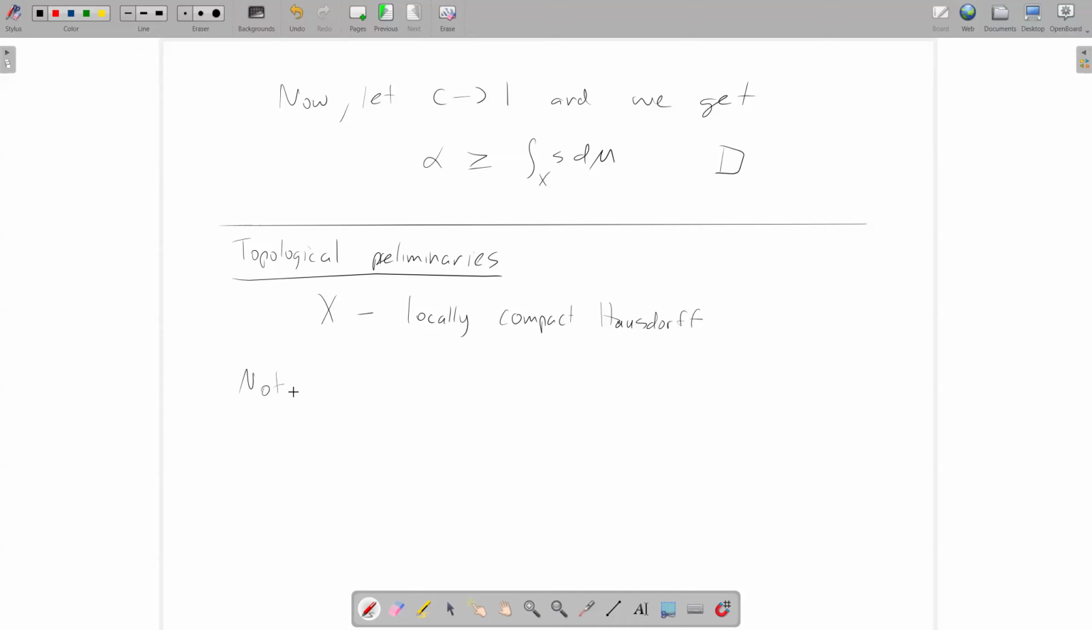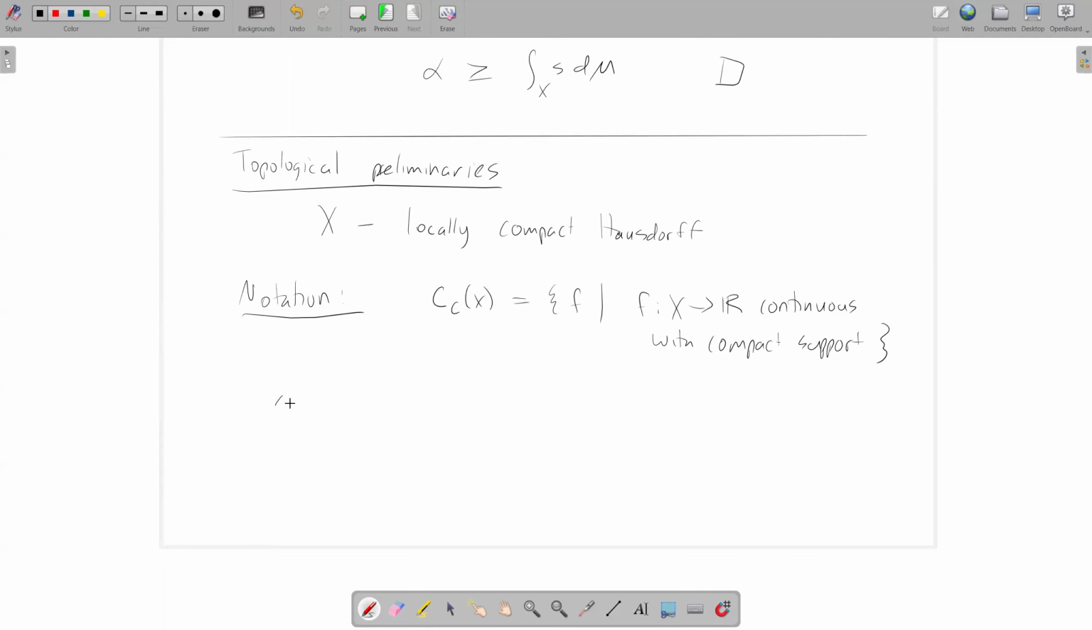Then we have some notation. C_c(X) is the set of all continuous real valued functions f from X to, let's say, R, continuous with compact support. Okay, so this is a set of all continuous functions with compact support.